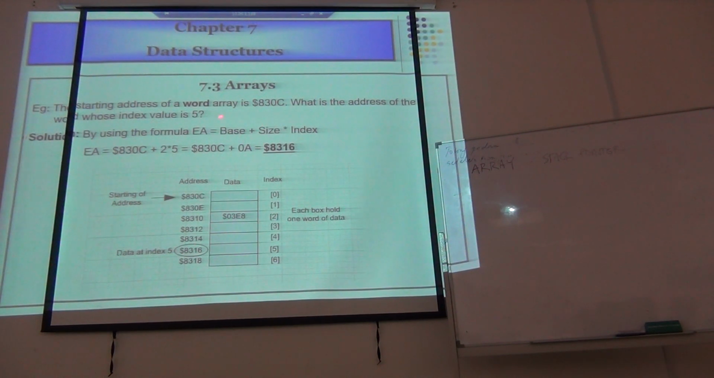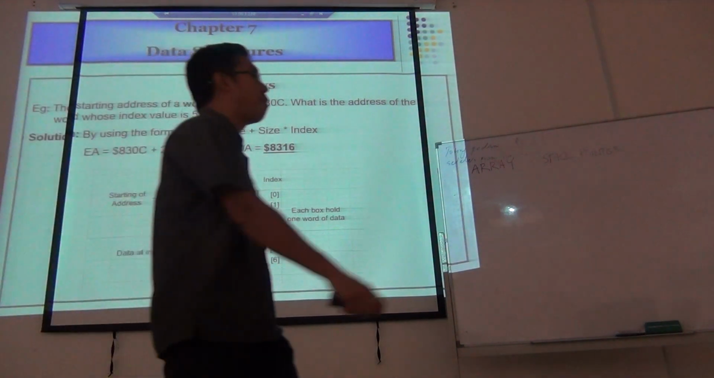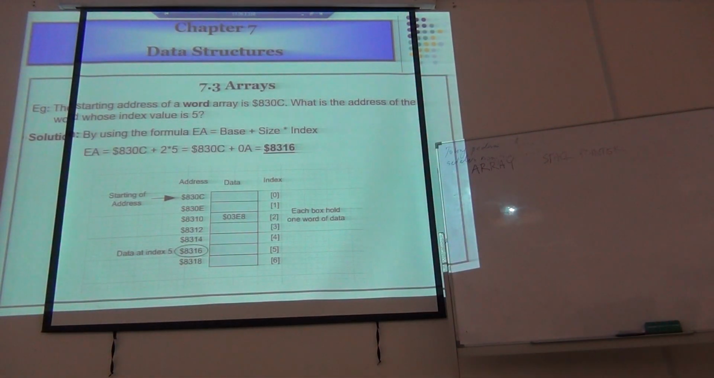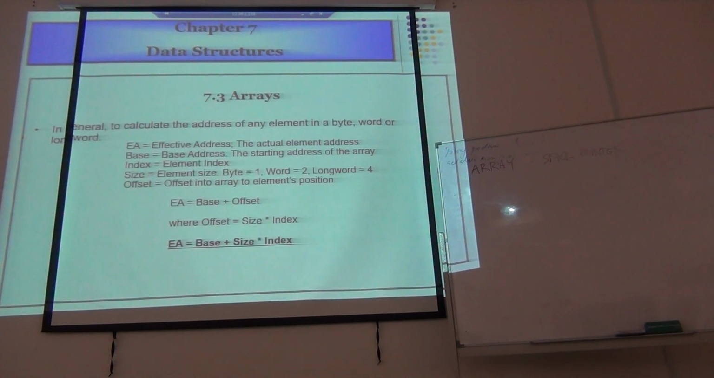Okay. So what does it mean? Your base is 830C. This is very simple, right? So your offset is 0A. Where does it come from? It's 2 times 5. 2 is coming from the size. Look at the formula just now. For word size, the size is equivalent to 2. For byte size, the size is equivalent to 1. And the long word is equivalent to 4. Just now the question said the array is word size.